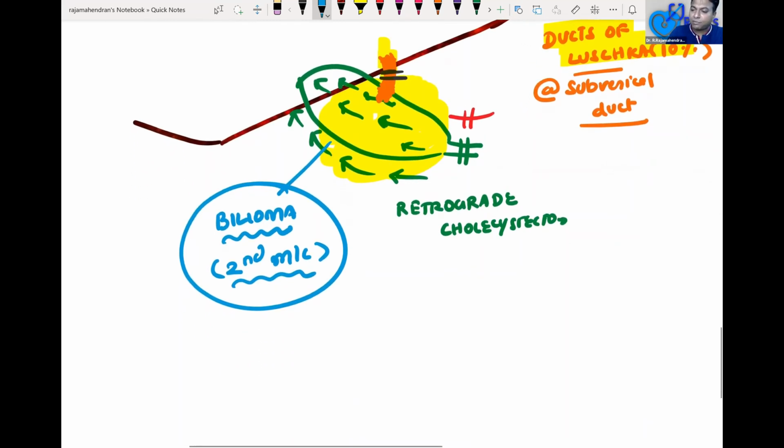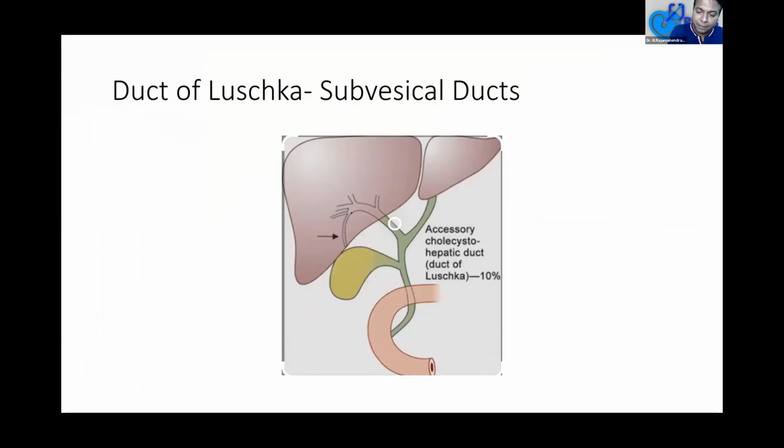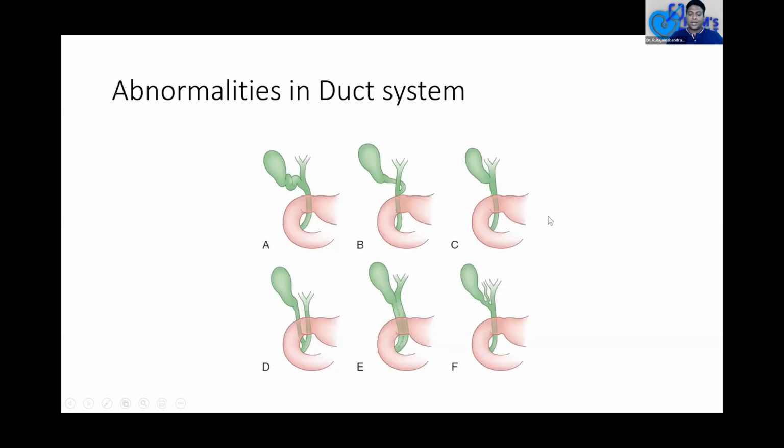You should not forget ducts of Luschka or subvesical duct. Where is it connected? It is connected somewhere to the right side duct. I'll show you. Can you see? This duct of Luschka goes from the gallbladder to somewhere on the right side duct like this. It's a connection. It's an accessory duct. Okay. So you can see the various abnormalities in the cystic duct. So many abnormalities are there.